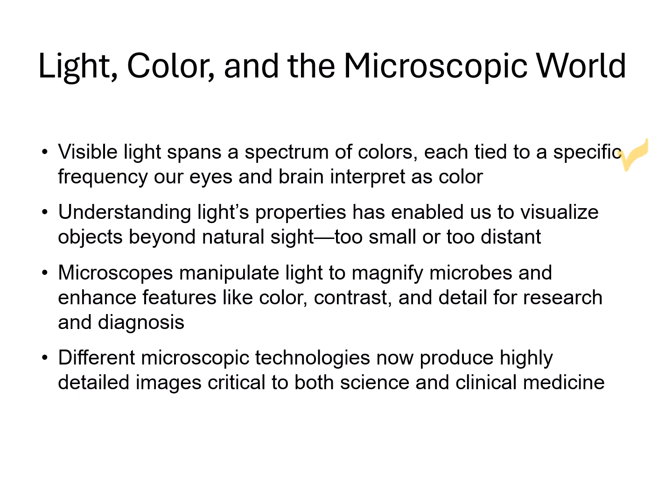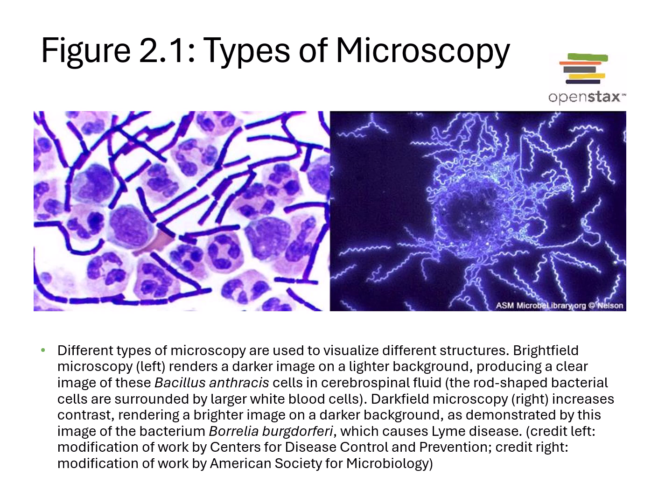Understanding the properties of light and subsequently being able to manipulate light has really allowed us to see really small things or things that are really far away. We also have additional techniques such as staining that will allow us to enhance microbes or parts of microbes that we're interested in seeing. And this has really allowed us to produce really high detailed images that are important to science and medicine. We'll be looking at many different types of microscopy in this chapter.